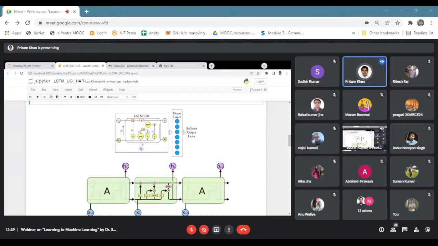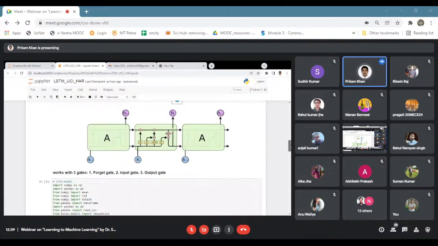Based on these three gates, the LSTM cell remembers which information is important for our context to get the classification output, and which information is unnecessary or redundant, and accordingly we get the output. So remembering and forgetting, and then presenting that information at the output layer, is what happens in an LSTM cell.